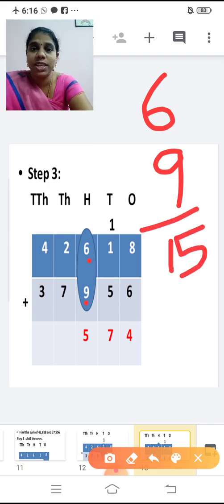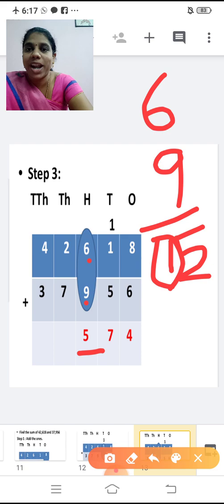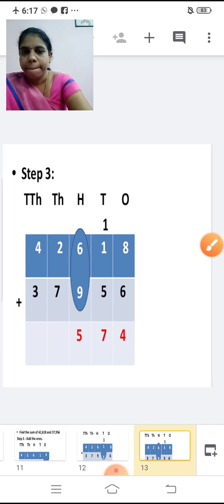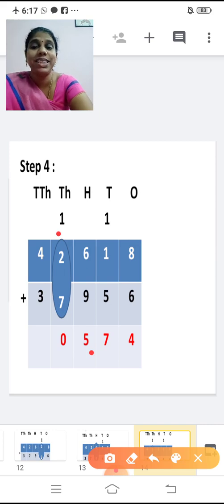It's a 2-digit number. So write 5 alone here, and this 1 is carried over to the next place, the thousands place. That we'll see now. See, I've written 5 here. The next step is to carry over that 1 to the thousands place. Now what is the next step? Add the thousands place now.